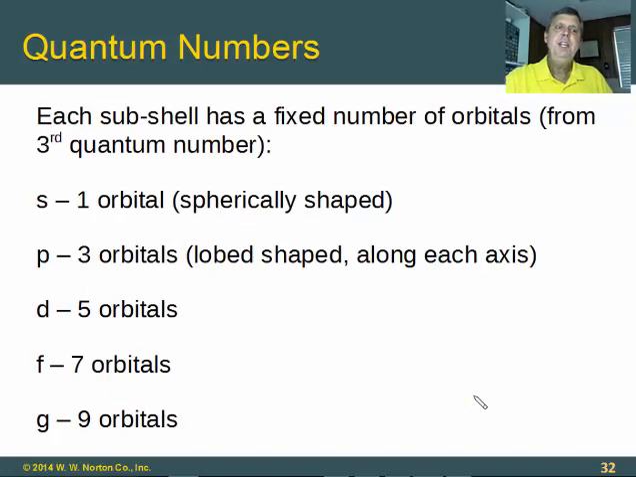So each subshell has a fixed number of orbitals. This comes from our third quantum number. The s has 1 orbital and is spherically shaped. The p has 3 orbitals, lobe-shaped. d has 5, f has 7. And again, these are things you can memorize.